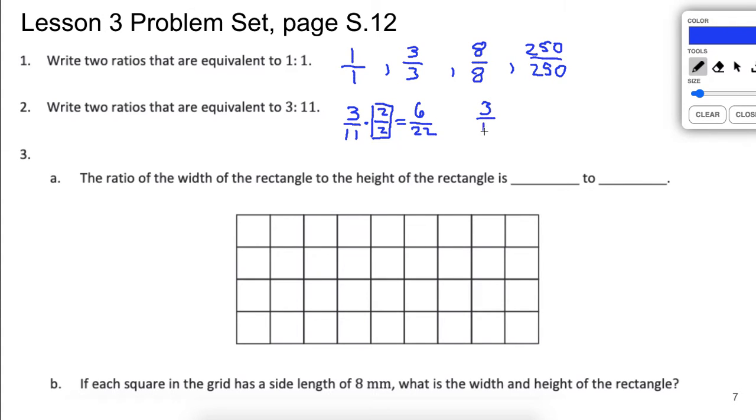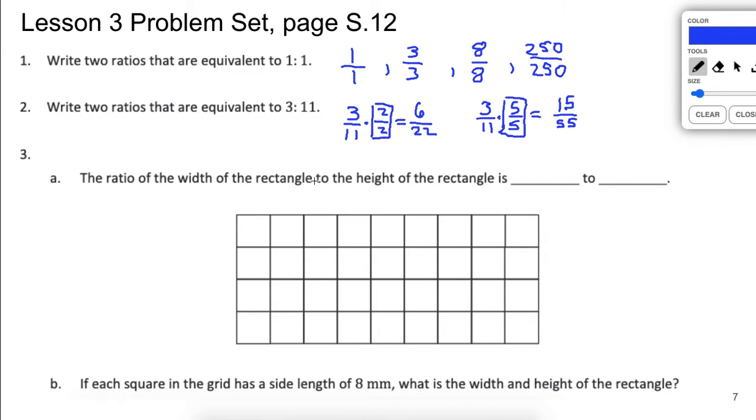Let's go here. 3/11. Let's use another one. Let's just go 5 over 5. So again, we're multiplying. You don't have to put the box. I just like to put the box around it to show that it's a giant one. We're just multiplying by a fraction equivalent to 1. And that would give us 15/55, okay? So again, multiplying 3/11 by any fraction that's any number over itself is going to become an equivalent ratio. Anytime we multiply the numbers in the ratio by the same thing, we create an equivalent ratio, and that's the important thing to know.